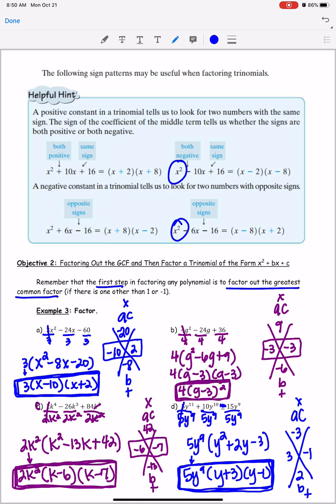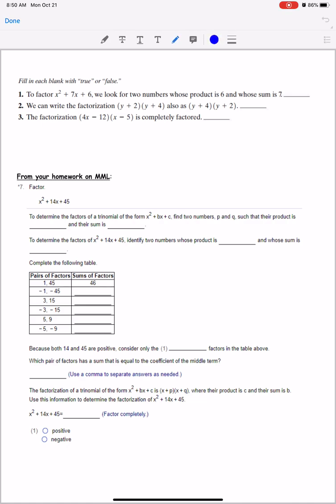Okay. Now that's really actually all of your lesson here. On this next page though, I made this last page because I had an extra page. And this is to help you on your MyMathLab.